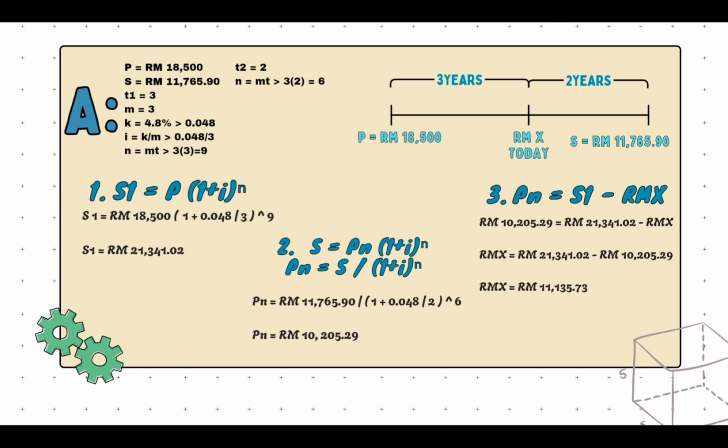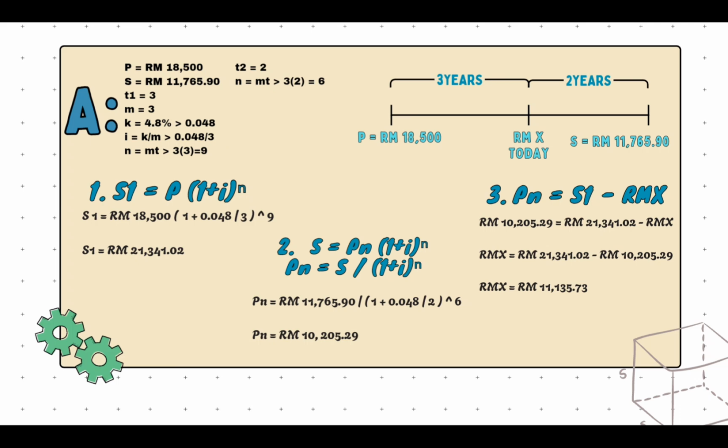First, let's define the variables. The annual interest rate K is 0.048. The compounding frequency M is 3 times per year. The periodic interest rate I is K divided by M. So I equals 0.048 divided by 3.